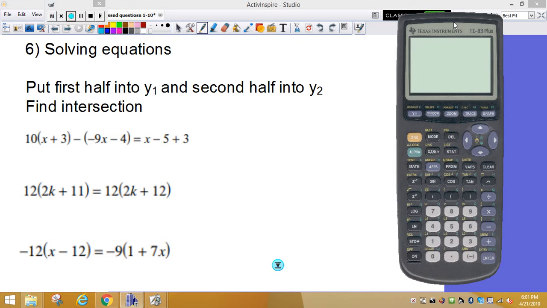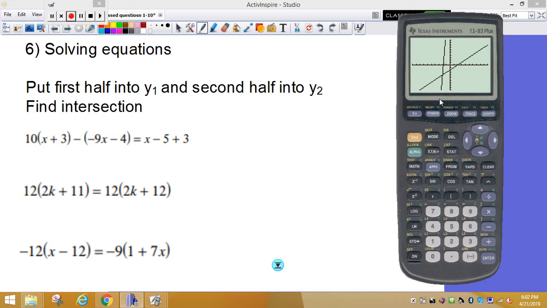So if you missed number 6, what you should have done is put the first half into y1 and the second half into y2 and find their intersection. So let's do these. Here we go. 10 parentheses x plus 3 minus, and you can do these with me. The more you do, the more practice, the better you're going to be when your EOC comes. Now I got to an equal sign. Equal sign means press enter, and we're going to keep typing the rest on the second. X minus 5 plus 3. We're going to graph it.